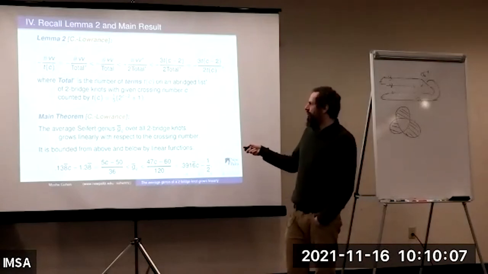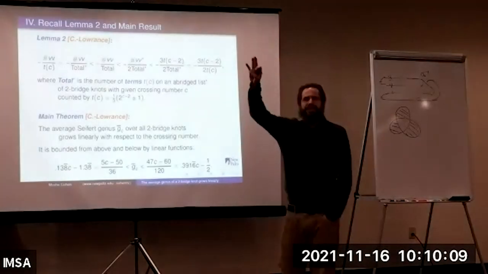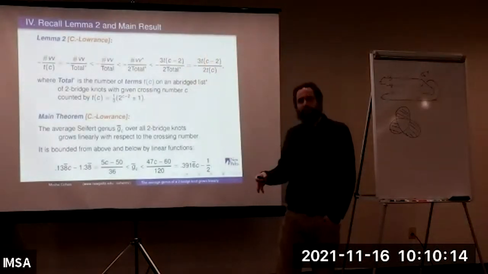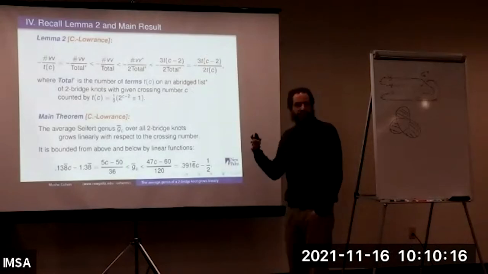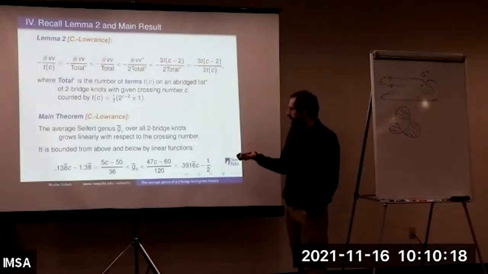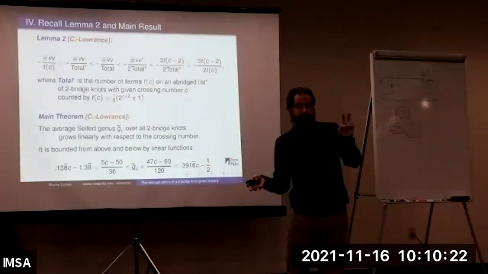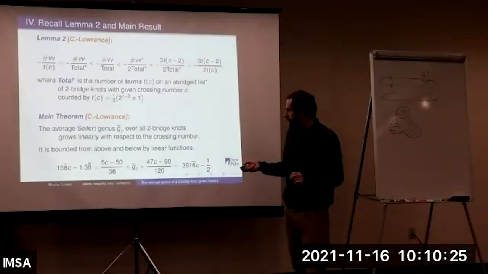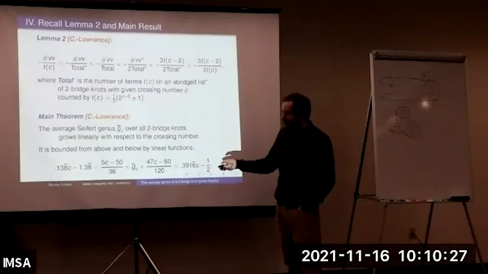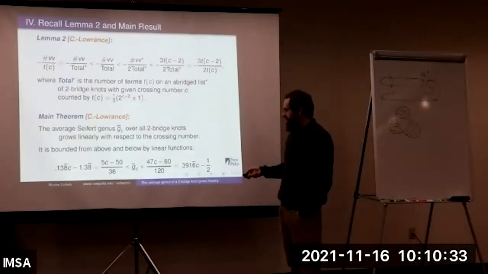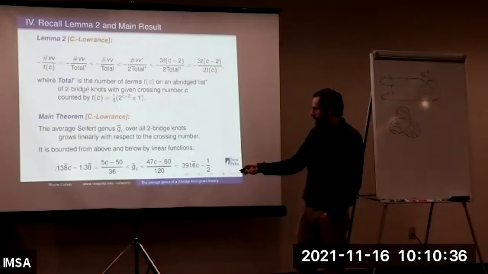Because this number is basically like 1/3 2 to the C minus 2 plus a smaller exponential term, and I didn't want to have to deal with that smaller exponential term, this was a cheap move for me. And then we get that the average genus over all two bridge knots appearing twice on my abridged list, every knot appearing twice, of a given crossing number C is going to be bounded between this thing and this thing. And I actually plug these things in, 0.138 and 0.391.